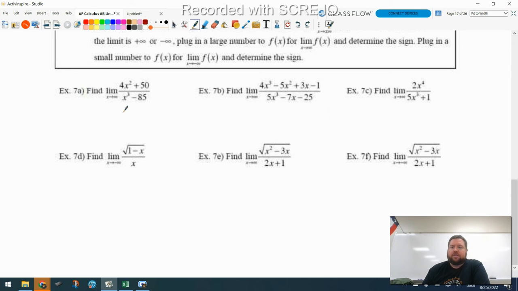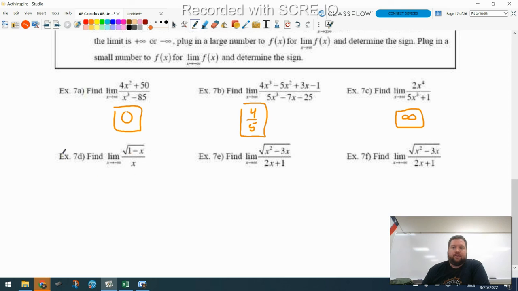All right, so if you had a chance to try this one, hopefully you got 0, bottom heavy. This is 4/5. Be careful on the ones with a bunch of terms. They sometimes like to mix the terms up and put your highest power over here just to throw you off. They didn't do that on this problem, but just watch out for that.